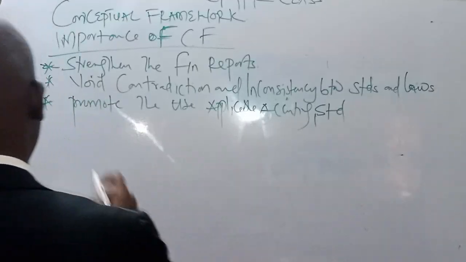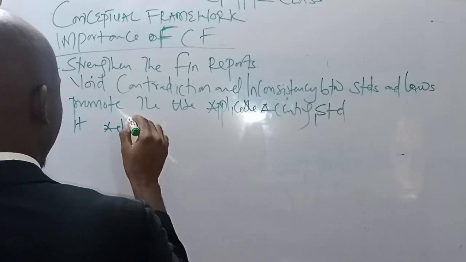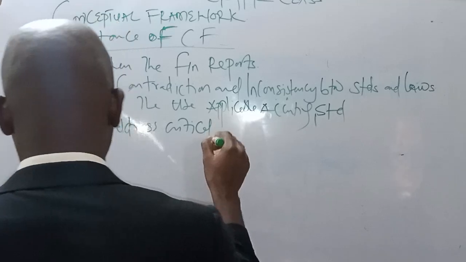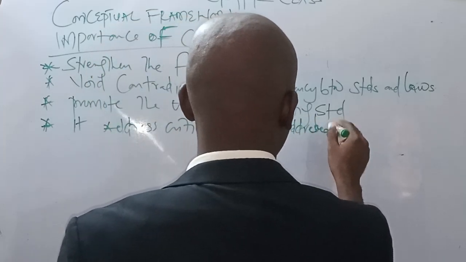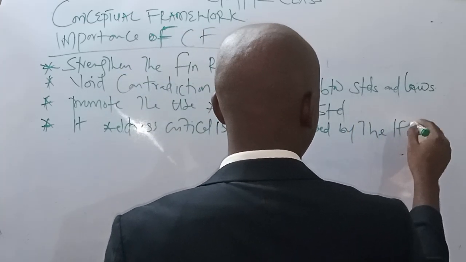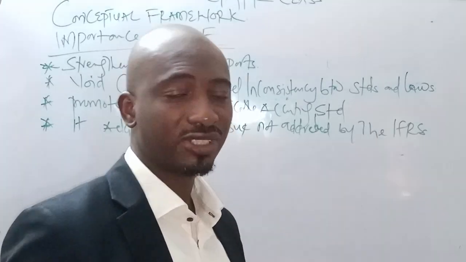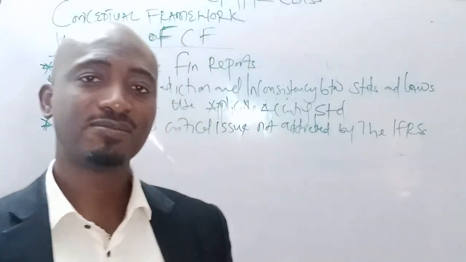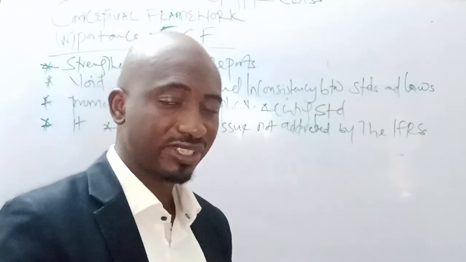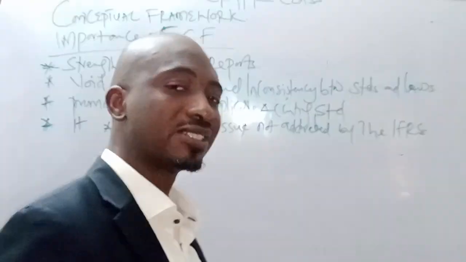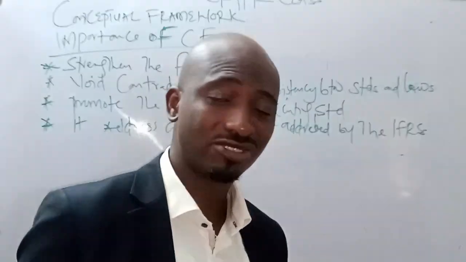Quickly, let's look at the fourth importance, or benefit, that it has added: it has addressed critical issues not addressed by the standards, that is, by the IFRSs. The standards do not give a definition to certain items of the financial statement. It is the conceptual framework, as a policy, that now spells out in detail what an asset implies, what a liability implies, what an expense is, what equity is, and what incomes are. So the conceptual framework really addressed certain critical issues that were not addressed by the IFRS.